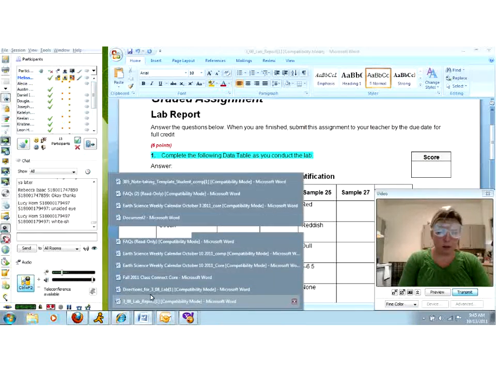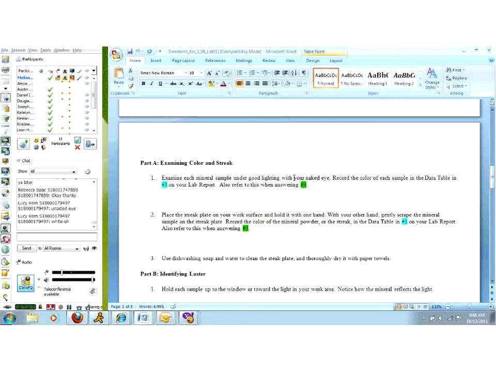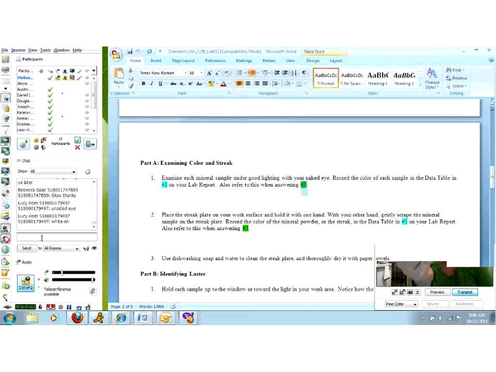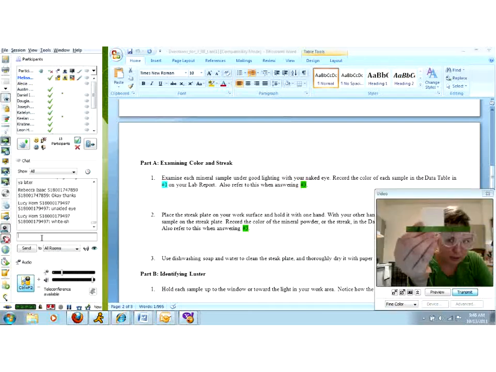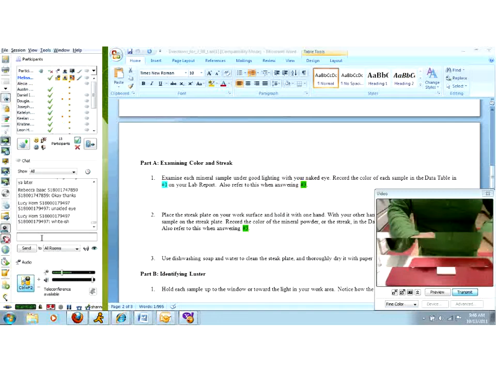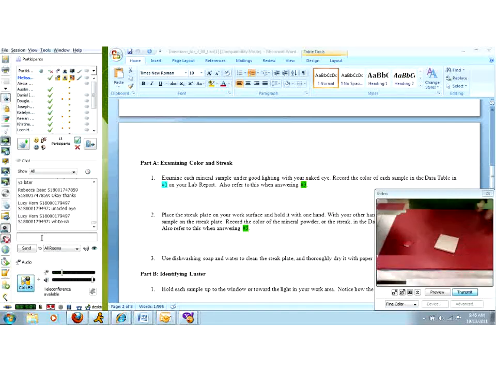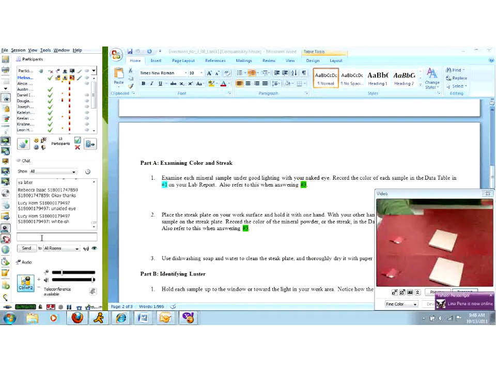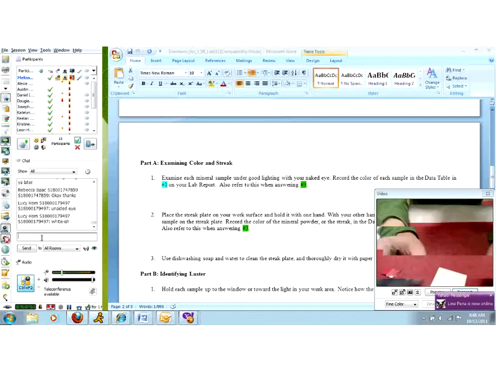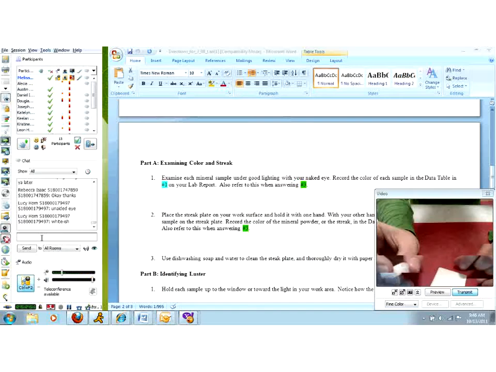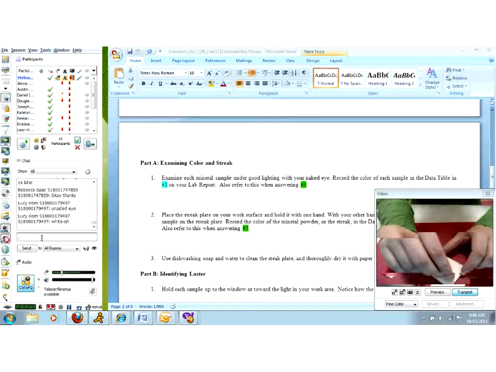All right, so we did the first part. We're going back to our directions, and it tells you where to put this. Number 1 in your lab report. You're going to refer back to this when you answer number 3. We're going to place the streak plate. Okay, I have my streak plate on my work surface and hold it with one hand. All right, so I'm going to show you how I'm going to do this. I'm going to put it down on my work surface. I'm going to hold it with one hand. I'm going to take my sample and I'm going to drag it across my plate.